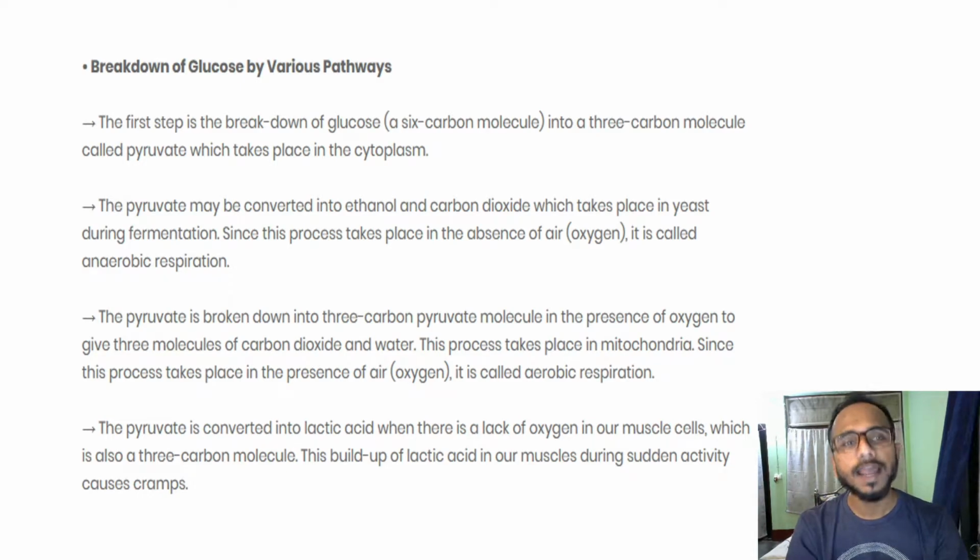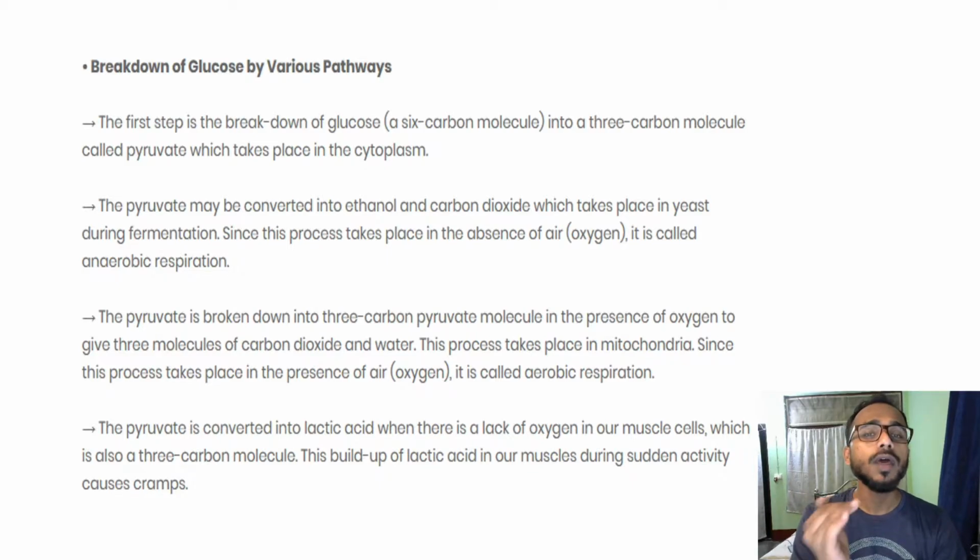Where does it occur? It occurs in cytoplasm. The pyruvate may be converted into ethanol and carbon dioxide, which takes place in yeast during fermentation. After breaking the glucose into pyruvate, that pyruvate is further converted into ethanol and carbon dioxide in yeast during fermentation. Since this process takes place in the absence of oxygen, it is called anaerobic respiration. Understood?